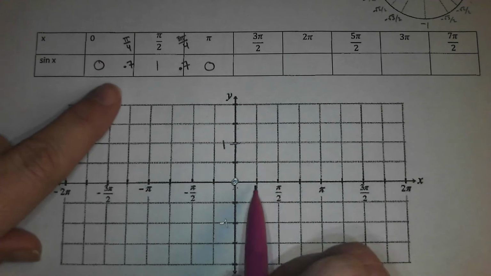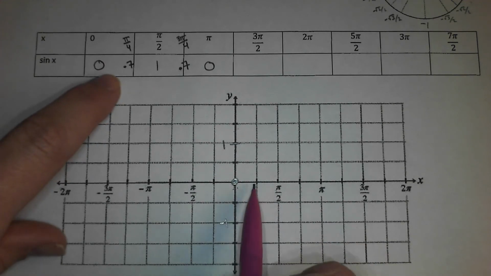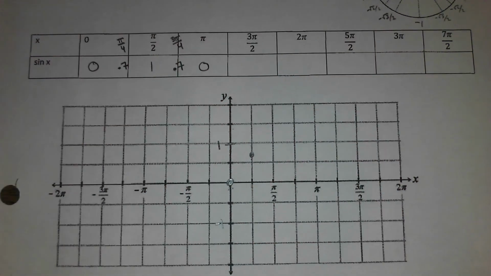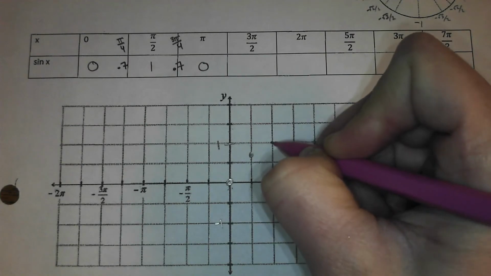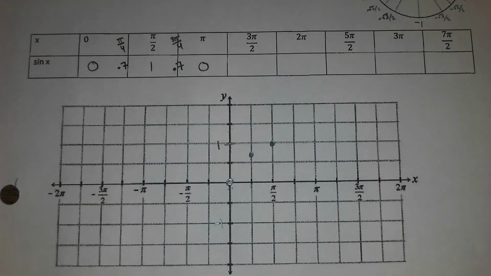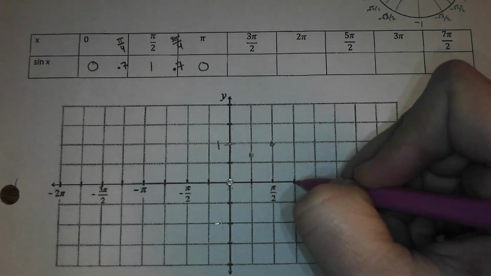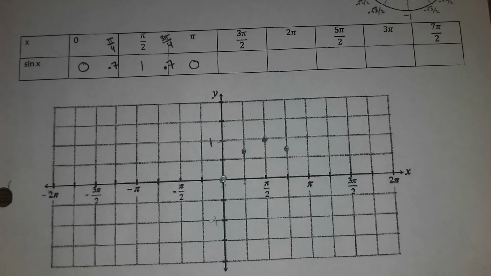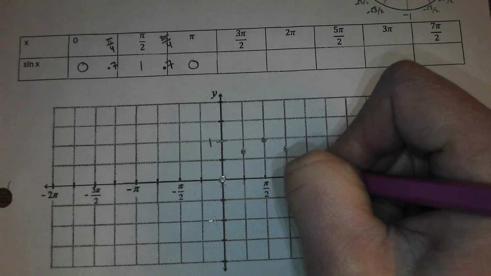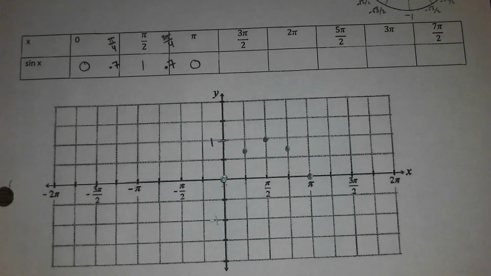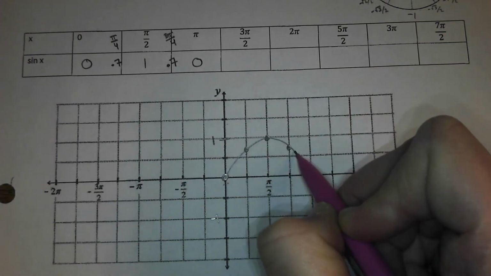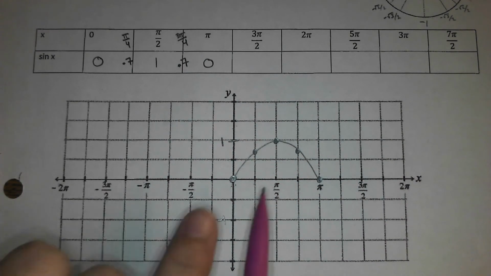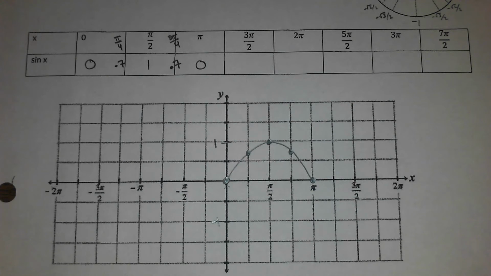So when I go to pi over 4, which is halfway between 0 and pi over 2, I'm going to approximately 0.7. And then pi over 2 is paired with 1. And then 3 pi over 4 is 0.7 again. And pi pairs with 0. So far, here's what my graph looks like. And there are a couple things I want to point out about that. Your first quadrant, and I'll give you a second to catch up so we're all looking at the board.